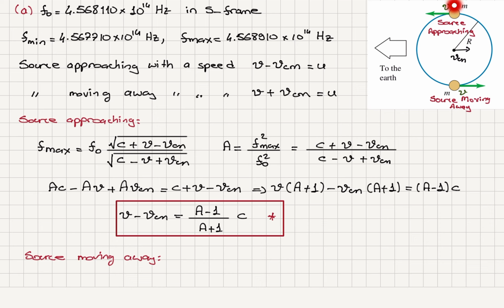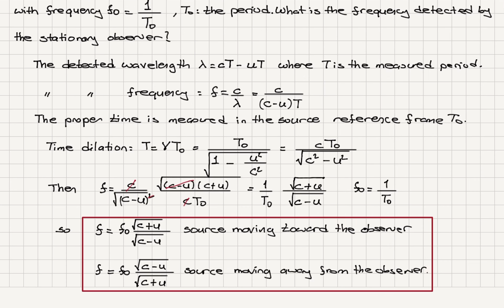Okay, so we talked about the binary star system, two identical masses m, moving with the same tangential speed v in a circular orbit around the center of mass, and the system is being observed by an observer on Earth. We're looking at the light coming out of these sources, and in one case, the source is approaching the observer. In the other case, the source is moving away from the observer. When the source is approaching, we can use the relativistic Doppler shift formulas. Source moving toward the observer, it's f0 times the square root of c plus u over the square root of c minus u, and moving away, the square root of c minus u over the square root of c plus u.